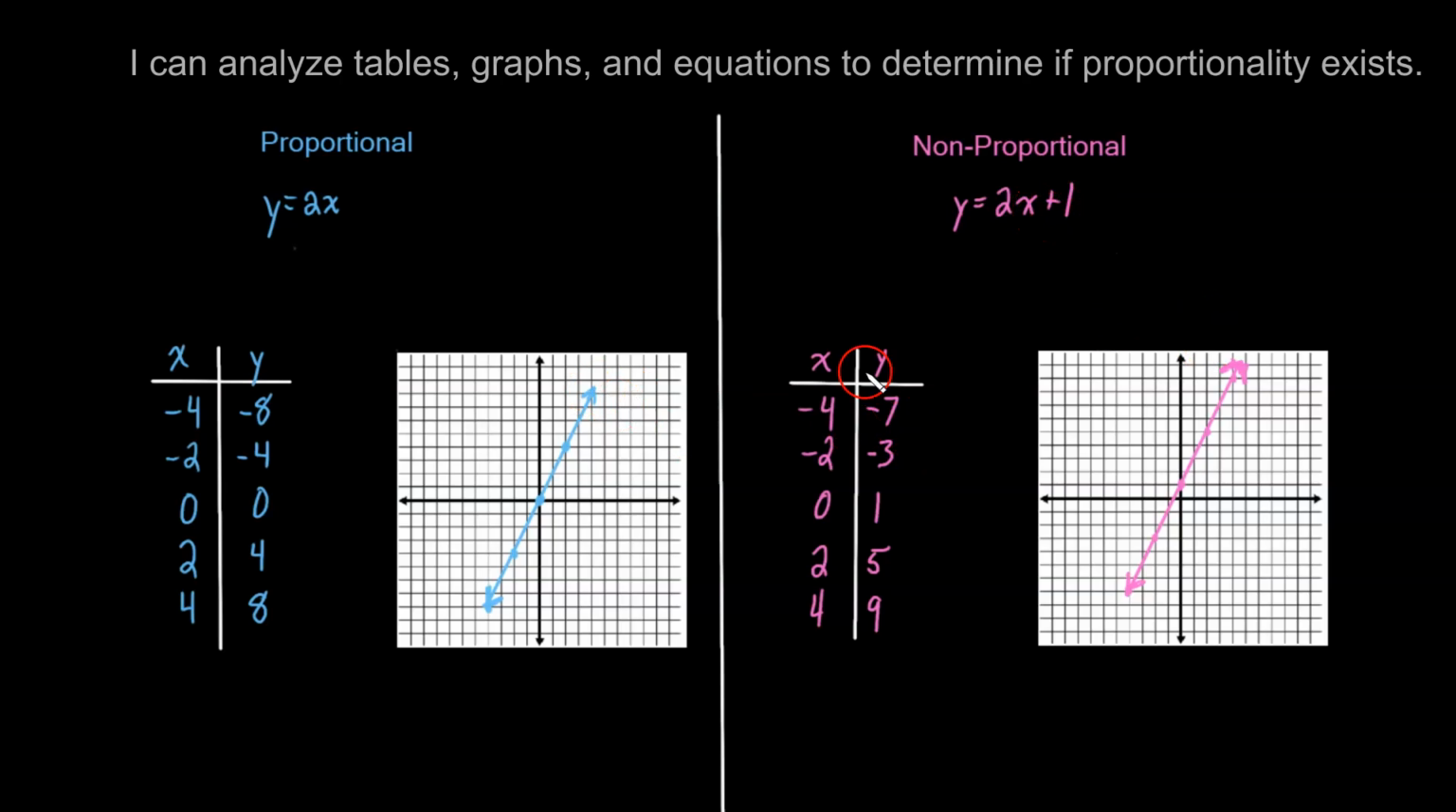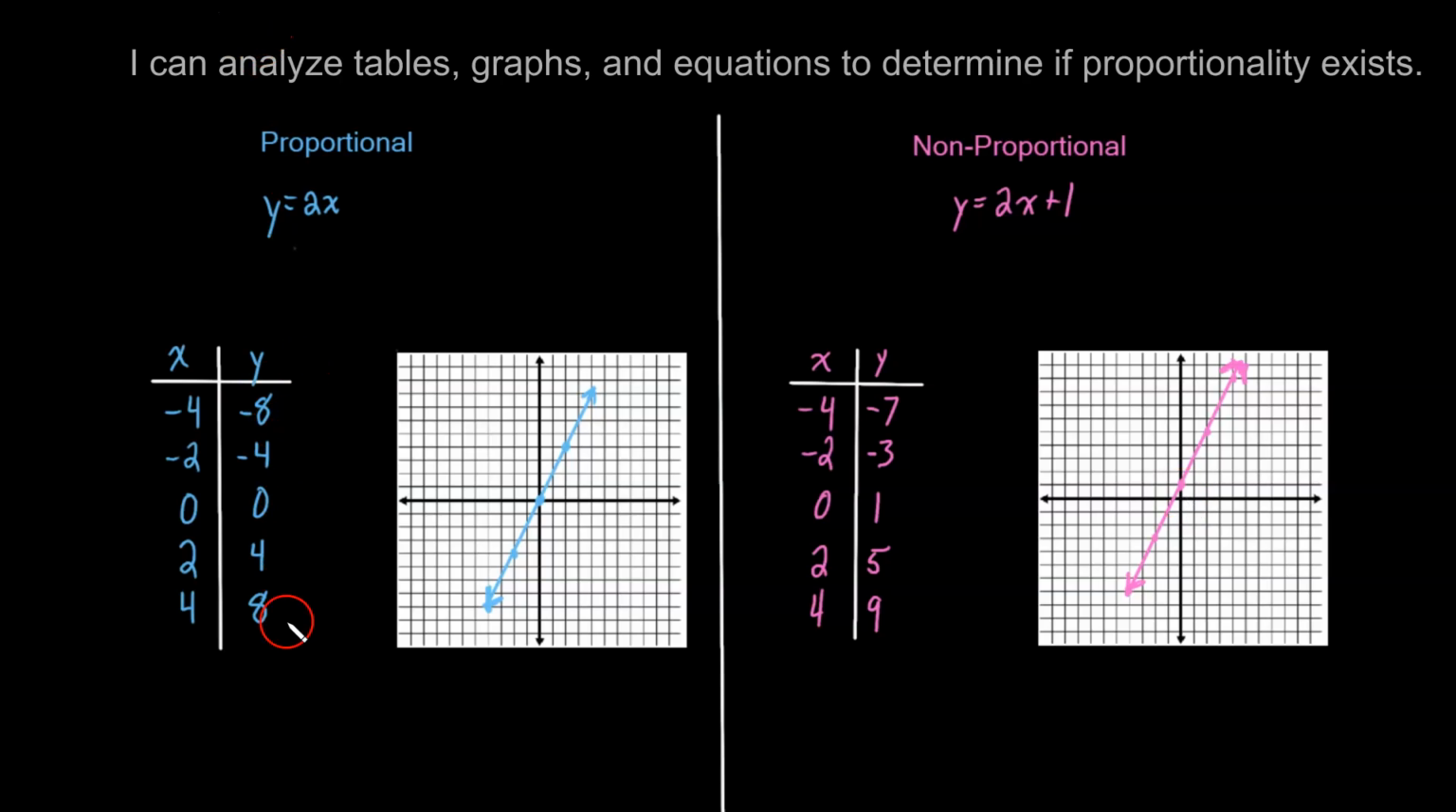Let's start by talking about the graphs of these two equations. What makes this graph proportional is that it is a straight line, it is linear, and it goes through the point 0, 0. It goes through the origin. This graph over here, it is a straight line, it is linear, however, it does not go through the point 0, 0. That makes it non-proportional. So in order for a graph to be proportional, it needs to go through the origin, or the point 0, 0.